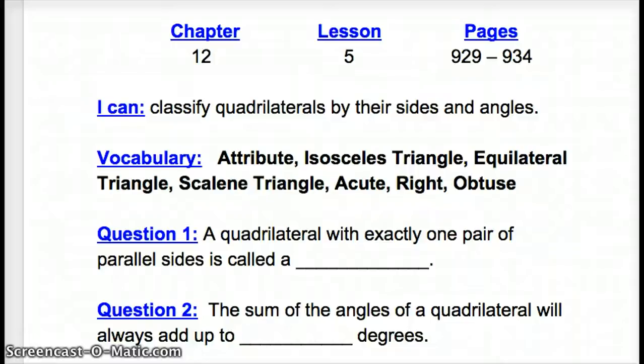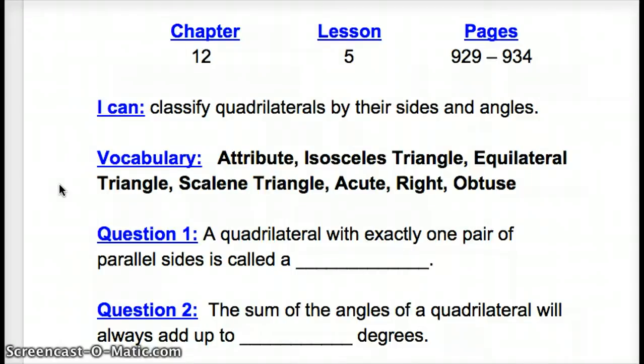Today's lesson is Chapter 12, Lesson 5 on pages 929 through 934. Our objective is I can classify quadrilaterals by their sides and angles. Vocabulary: attribute, isosceles triangle, equilateral triangle, scalene triangle, acute, right, and obtuse.